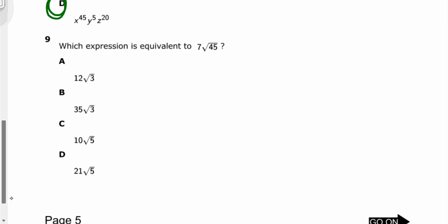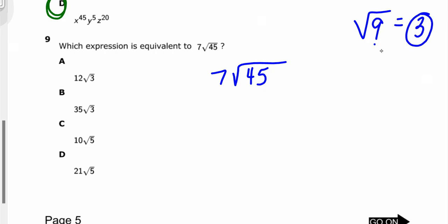Okay, number 9, which expression is equivalent to 7 times the square root of 45? All right. So remember, what we take out is squares. So just like when the square root of 9 equals 3, we took out a 3 because 3 times 3 equals 9, right? So my final answer is 3.